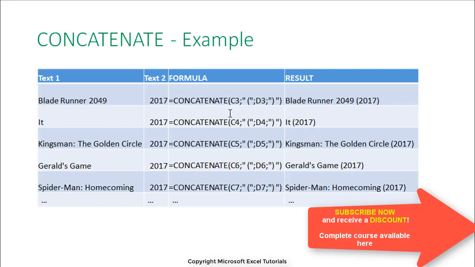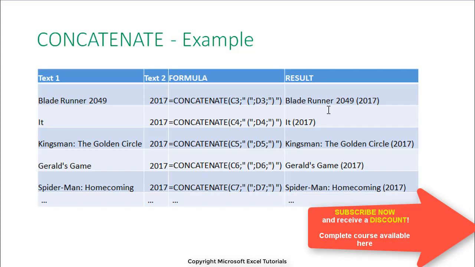So I put concatenate, then my first cell, which is the movie title. Then in between quotation marks I put a white space and an opening bracket. Then I put my second cell, which is the movie release year. And then I put in between quotation marks my closing bracket and a white space.